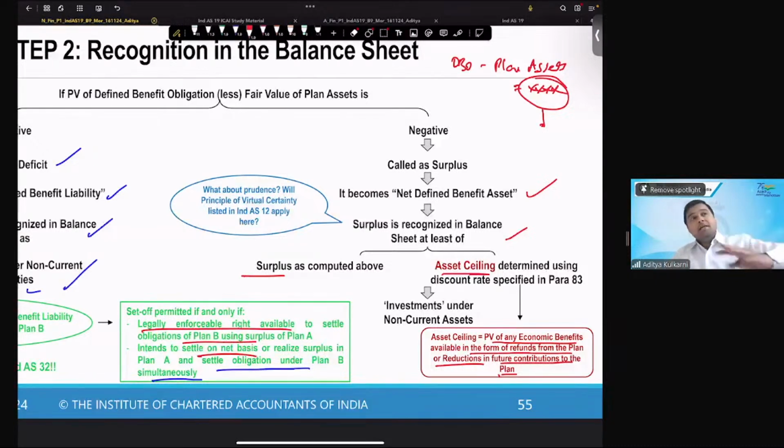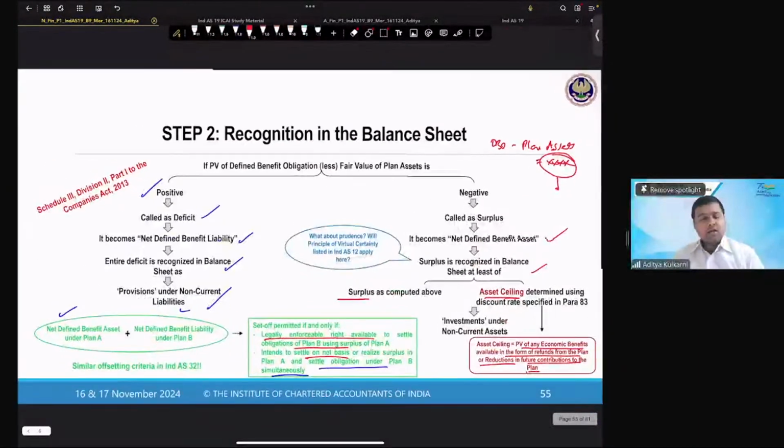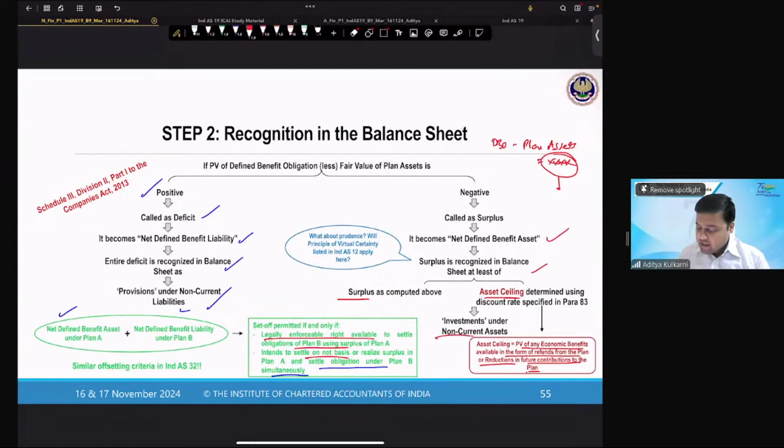You cannot breach the asset ceiling and disclose. Okay, you have to disclose only up to the asset ceiling. Are we okay with this? Yes. So this net defined benefit asset, where do I show it? I show it under non-current assets. I show it under non-current assets. Are we okay with this? Yes. Presentation समझ में आ गया आपने?